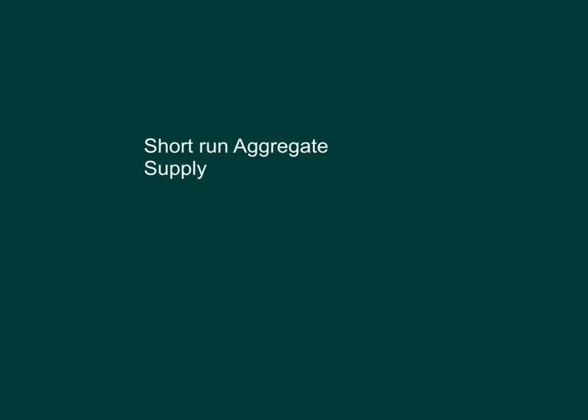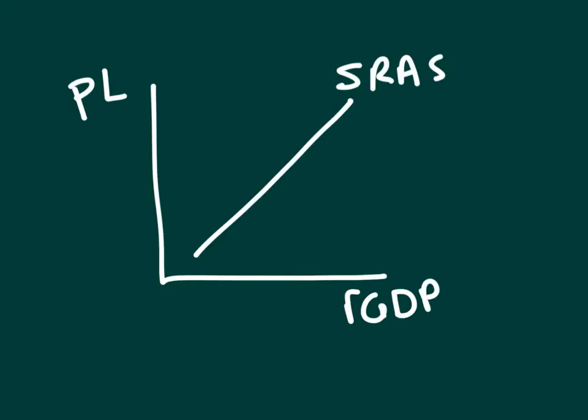This video is on the basics of short-run aggregate supply. Short-run aggregate supply is an upward sloping curve because it shows a direct relationship between the price level and real GDP. The reason that the curve is upward sloping is that as the price level rises, let's say price level 1, we're producing this much.